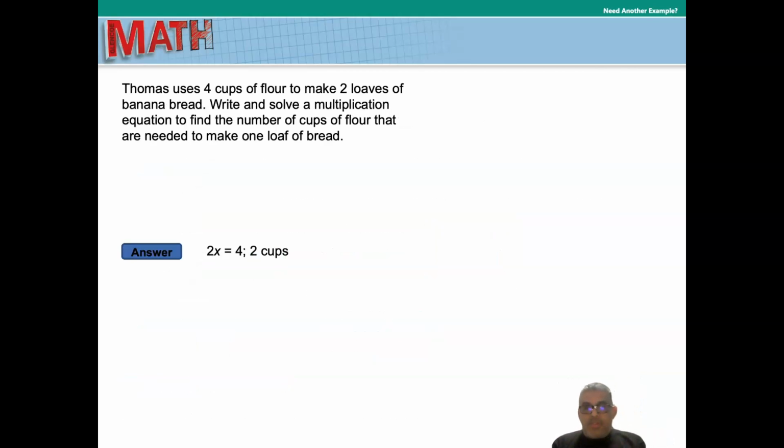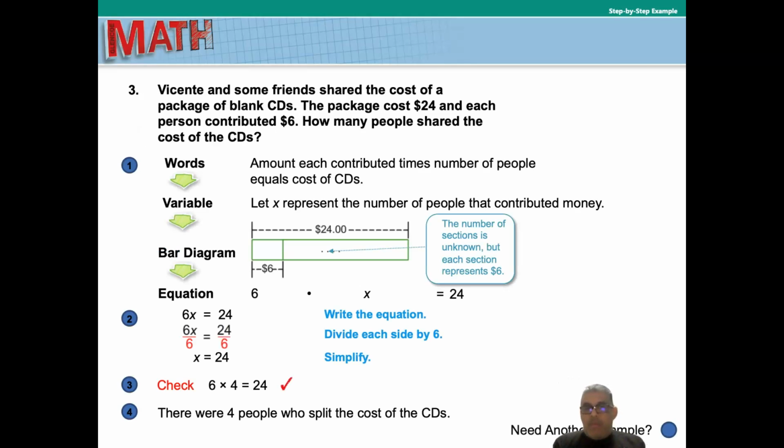You have another one to do by yourself, similar to this one. What I want you to do is plan the attack the way this one did it. Write it in words, represent your variable, show me that bar diagram, go through the equation. Remember that this is a 4, which is this 4 right here. Check it and then write a complete sentence of the answer. There were 4 people who split the cost of the CDs. This answers the question, how many people share the cost of the CDs?